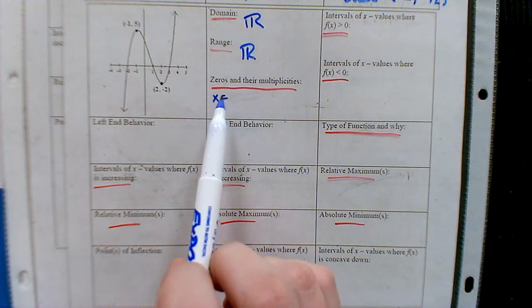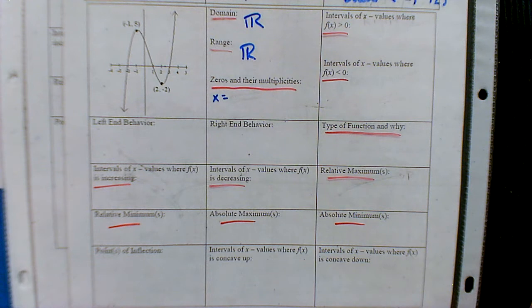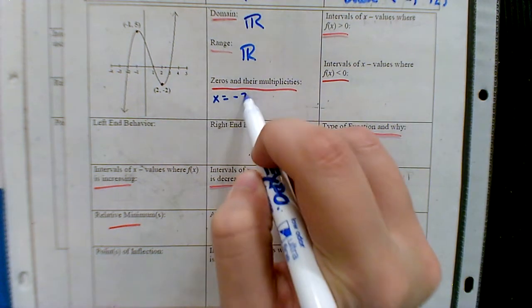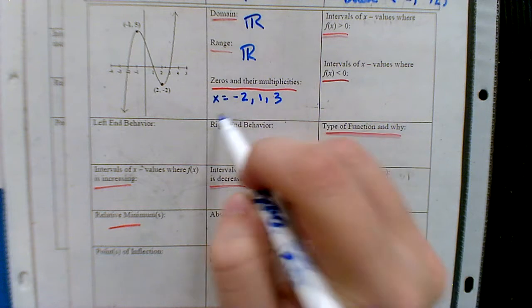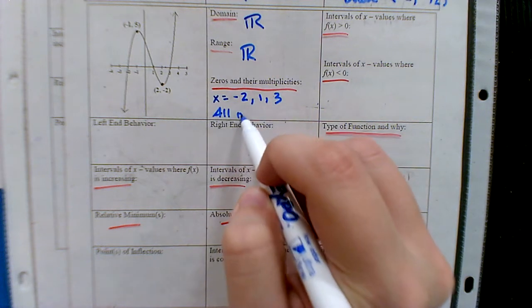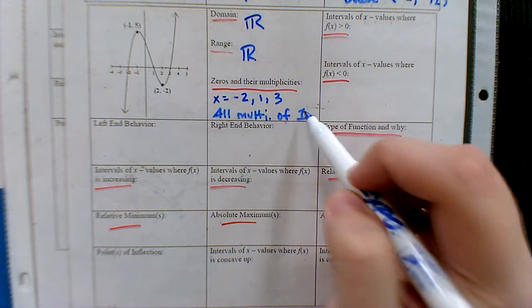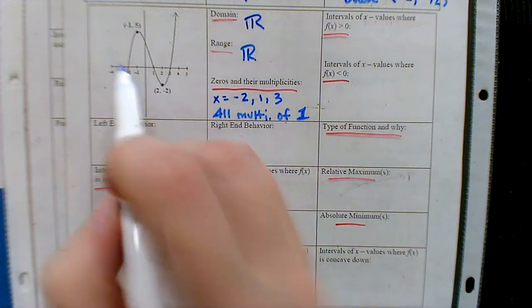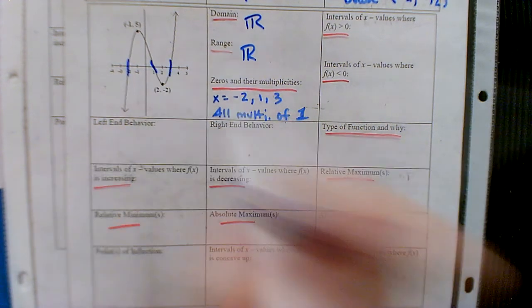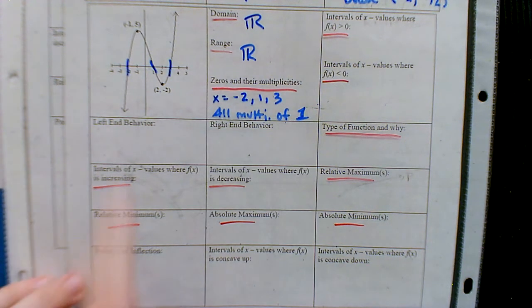What about zeros and their multiplicities? So where are the x-intercepts and what type are they? Could you identify those? Good, Dylan? Zeros are -2, 1, and 3. Okay. Multiplicity of 1, all multiplicity of 1. How'd you know? They all strike through the x-axis. Right, they go straight through the x-axis.